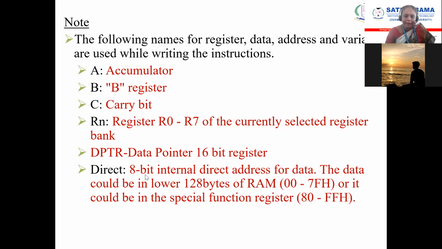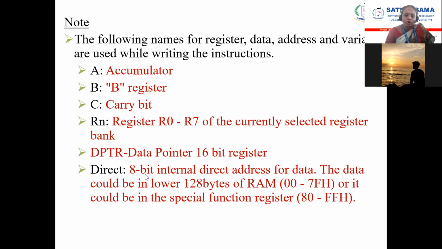Okay. Now DPTR. DPTR means what? Data pointer. You assume this is the data pointer, only the 16-bit register. We are not going to discuss the registers involved in timers and all. We are going to see only DPTR related instructions. So DPTR is the data pointer, a 16-bit register.